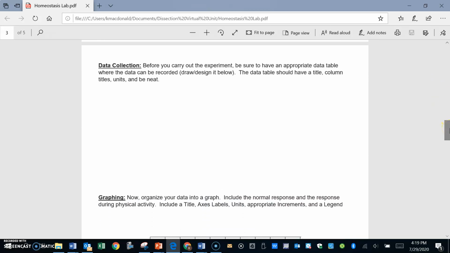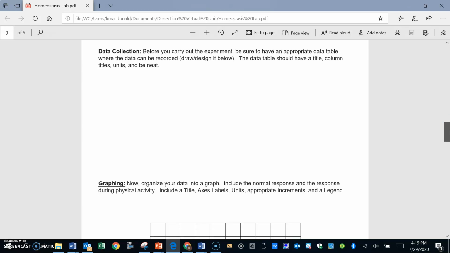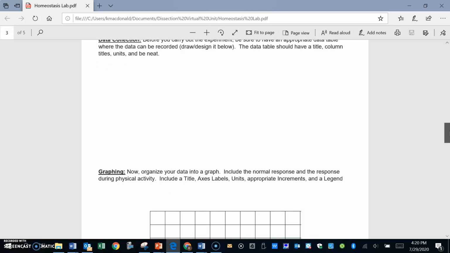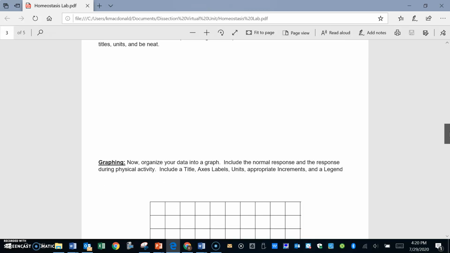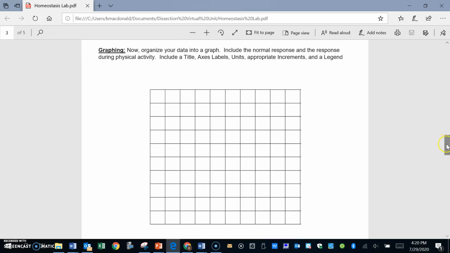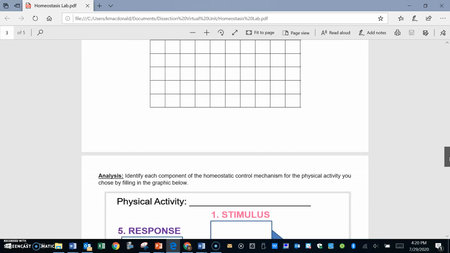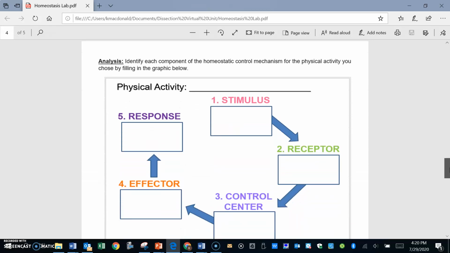This would be for your data collection. You need to make sure that you have some sort of table here that is labeled: title, column titles, units. Make sure it's easily read. You can type it in if you need to. And then you're going to organize your data into a graph. Make sure you're including your normal response and the response during the physical activity. Label your graph appropriately. Think back to Unit 1 on how to do a graph. And then complete the analysis.